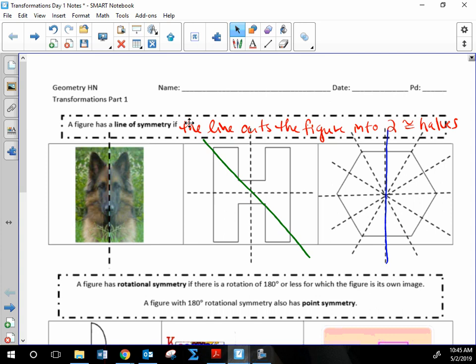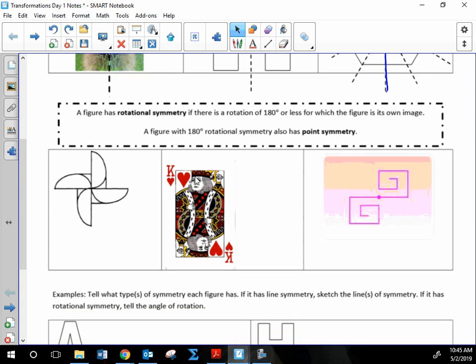Okay. So now for our symmetry below this, we have point symmetry and we have rotational symmetry. Rotational symmetry simply means that when we rotate it a certain amount, it's the same figure. So our pinwheel here, would you agree that if I rotate it 90 degrees, we get back the same figure? Yes. Okay. So it has rotational symmetry of 90 degrees.